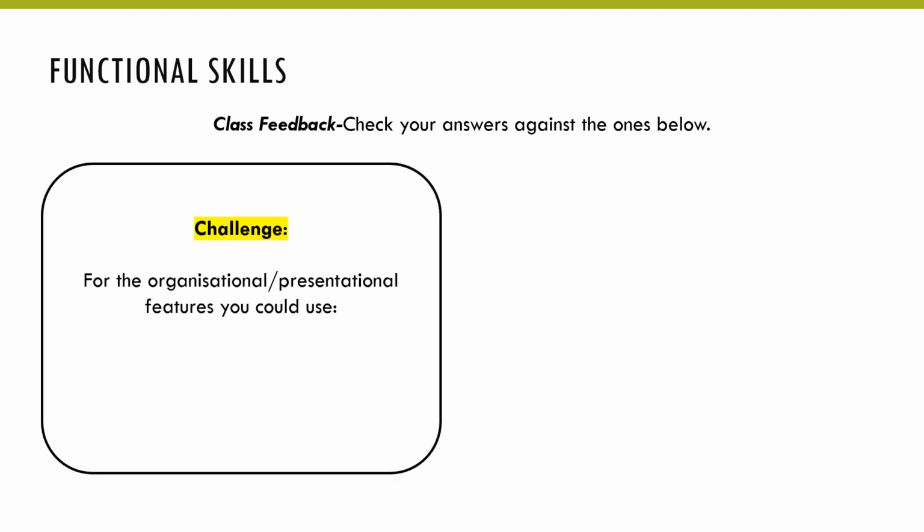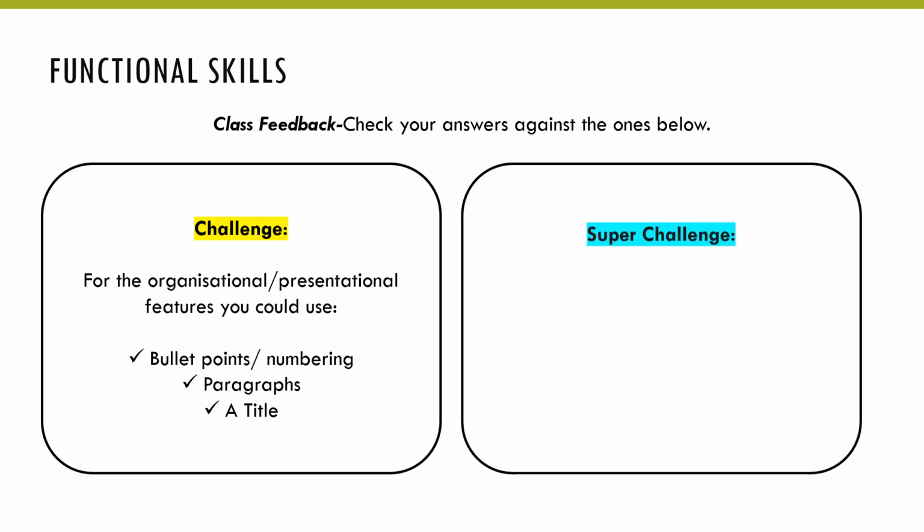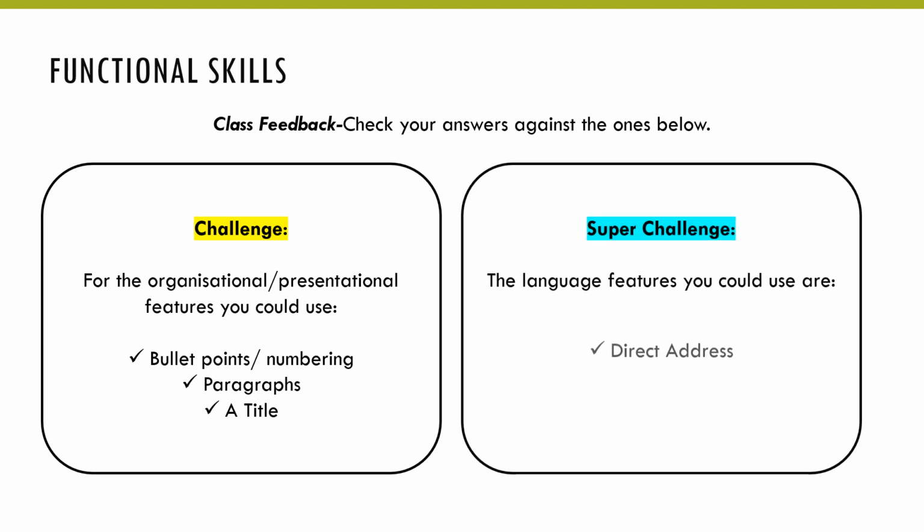So for the organisational or presentational features, you could use the following things: bullet points or numbering, paragraphs, and a title. So again, with instructional writing, it's actually quite straightforward, but it is key to remember that there are still some presentational features you will need to use. The key techniques that you would be able to use would be things like direct address, facts, opinions, and imperative sentences.